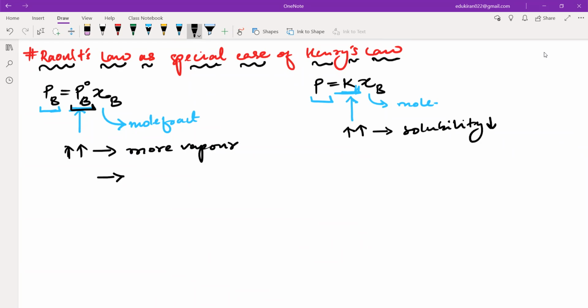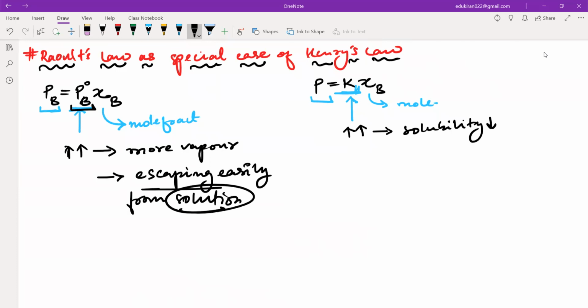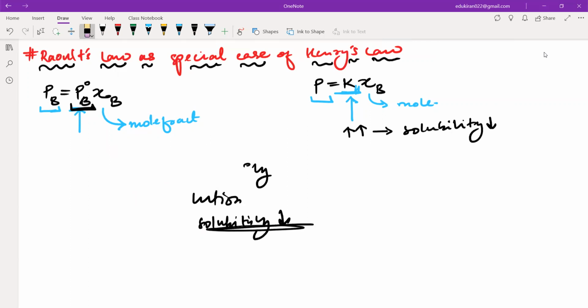And if we have more vapor, that means the escaping tendency is higher, the molecules are escaping easily. And where are they escaping from? They are escaping from the solution. And if they don't want to be in the solution, that means the solubility is decreasing. So those liquids which have a higher P naught, a higher value of vapor pressure in pure state, will have lower solubility also. So this is also one of the points which is similar between Raoult's law and Henry's law.